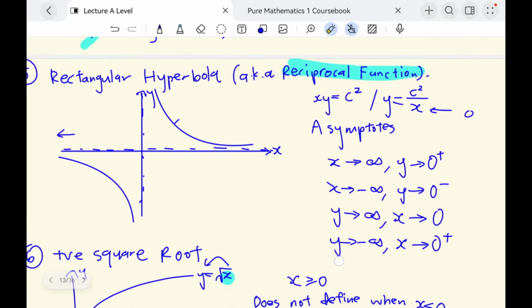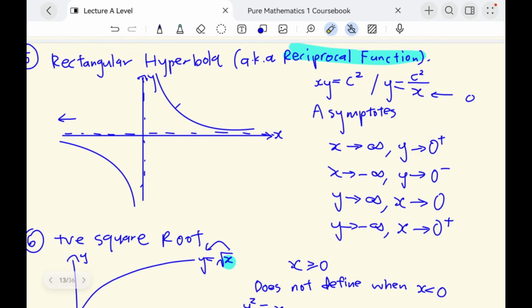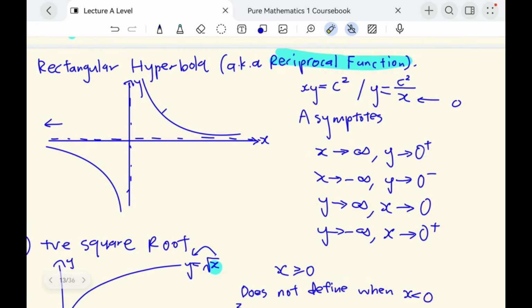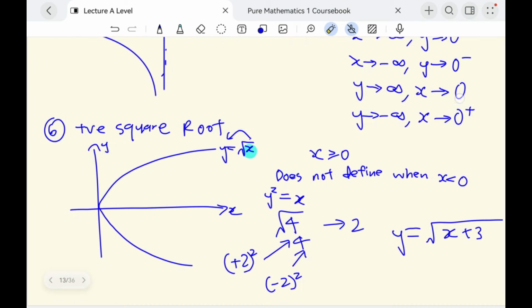Apologies for my pronunciation. As long as you can understand my pronunciation. I won't explain further about the asymptotes. This one I will cover in the further maths topic, which is chapter 2, rational function graph, from your Further Pure Mathematics 1. Stay tuned to my subsequent videos.